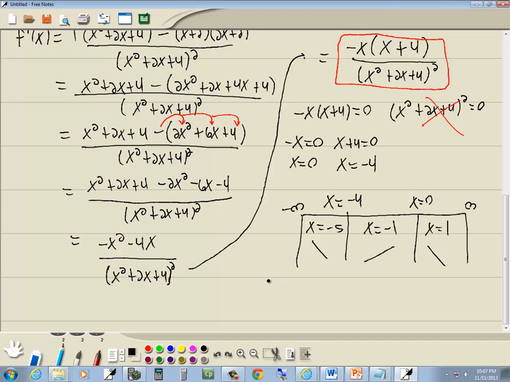So this is decreasing from negative infinity to negative 4. And then it's increasing from negative 4 to 0, and then it's decreasing from 0 to infinity.